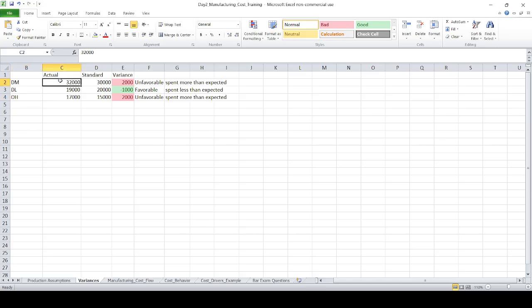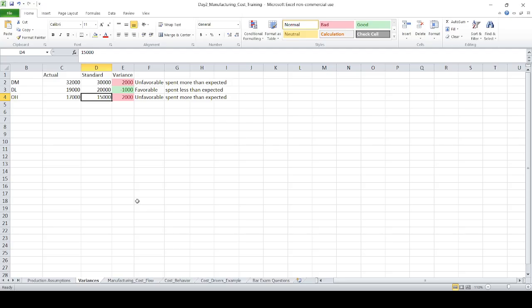For direct material, we had 30,000, which was the standard, and 32,000, which was our actual. So this is a $2,000 unfavorable because we spent more. For direct labor, we had actual at 19,000 and the standard is 20,000. So this is favorable because we saved 1,000. We spent less than expected. And for overhead, we had 17,000 at actual, and standard was 15,000, and this is a $2,000 unfavorable because we spent more than expected.